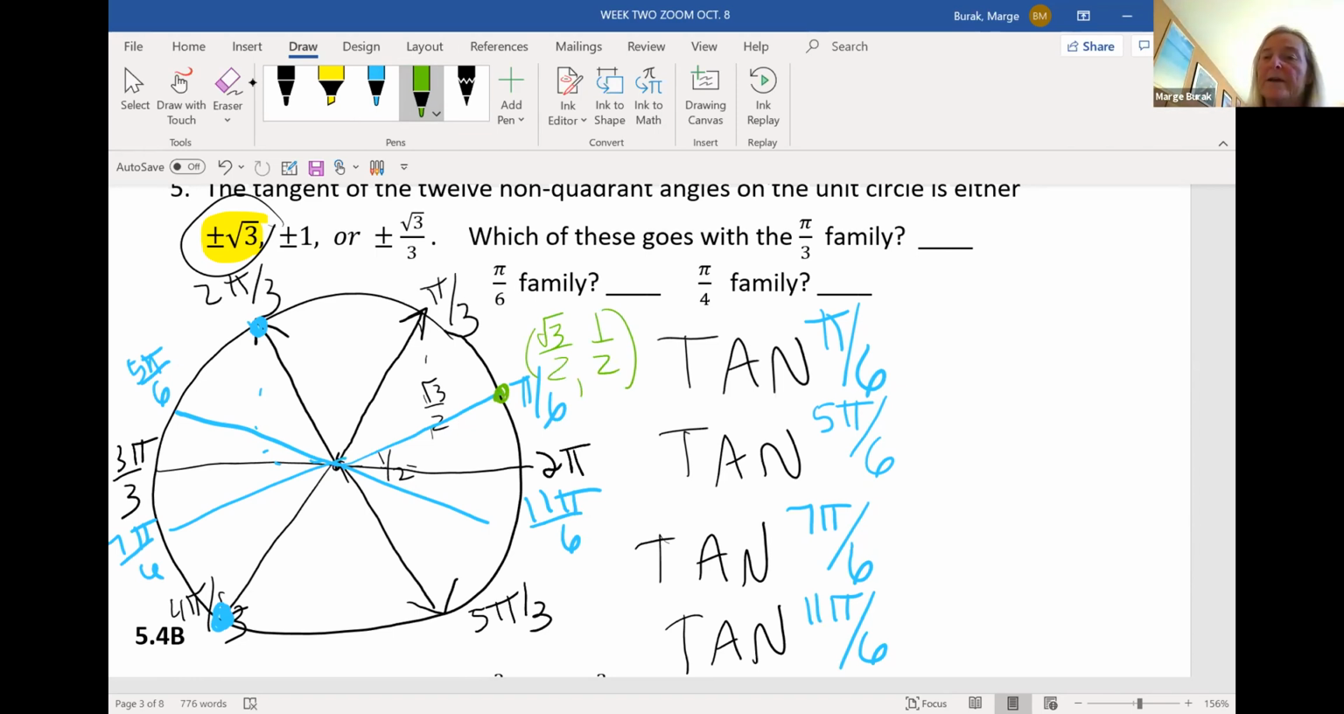So I take y over x, I get 1/2 over square root of 3 over 2. The 2's cancel out, and I get 1 over the square root of 3, which is not in simplest form. So we have to rationalize it. And if you did your flippers that I gave you last week, you would have the square root of 3 over 3. That's this one. Okay, so pi over 6 is the square root of 3 over 3.